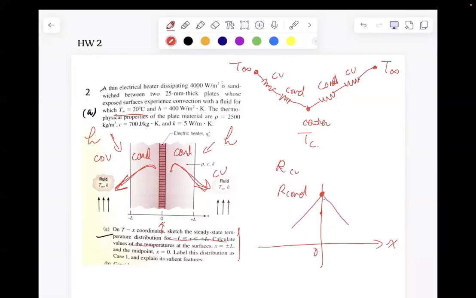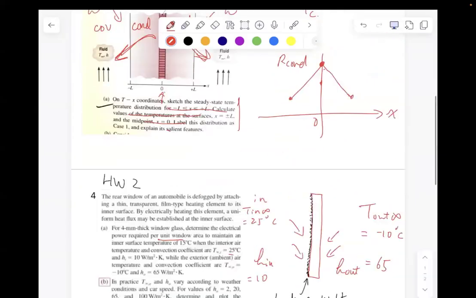Coordinates, calculate the value of the temperature. Okay, so it doesn't ask you to calculate any temperature in the air, so we don't need to calculate that. So that will be how it looks like. And then for this one, the only heat source is coming from the center, and then the heat is dissipated from both sides of the center.